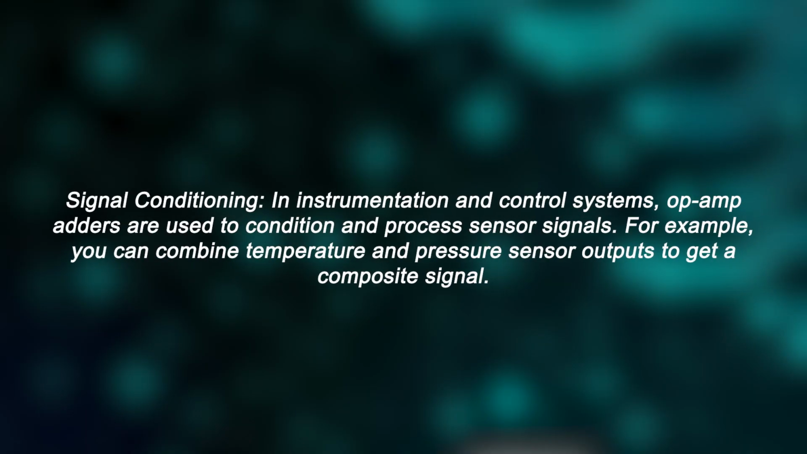The next is signal conditioning. In instrument and sensor applications, an op amp adder can be used to combine the signals from multiple sensors or transducers before further processing. This helps simplify the overall signal conditioning circuit.